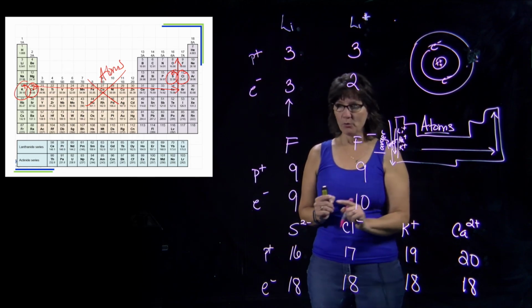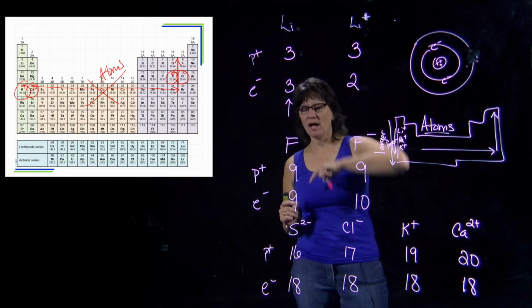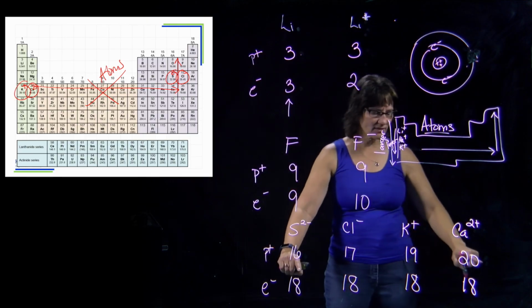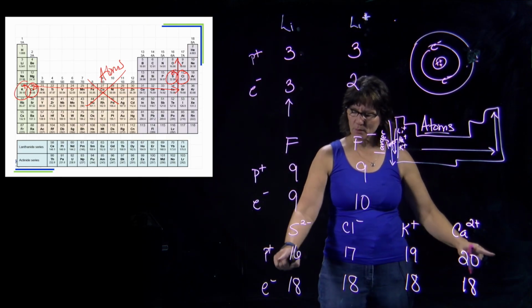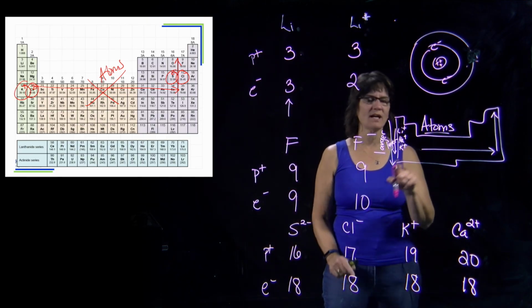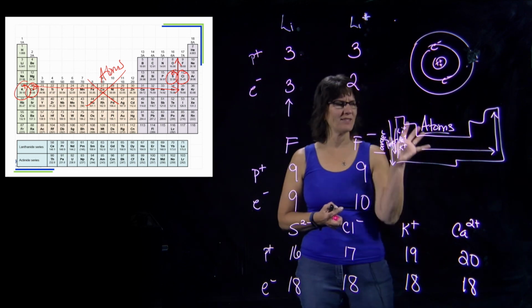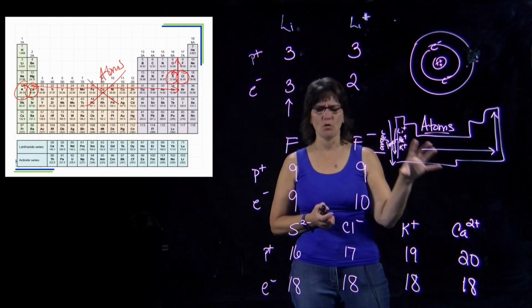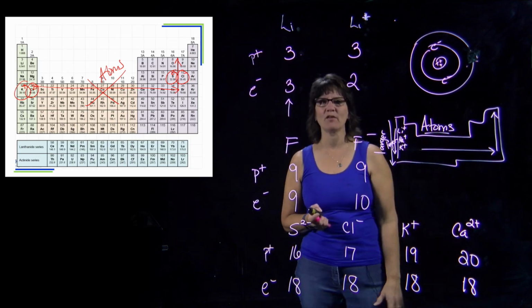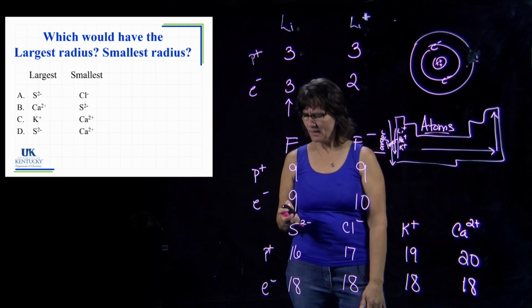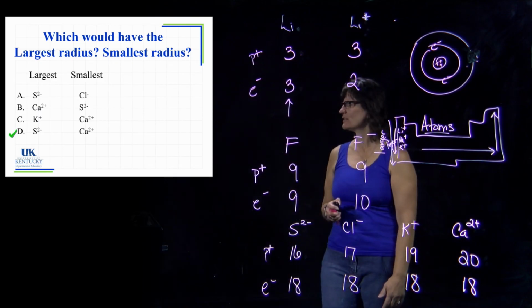But otherwise, comparing atoms to ions, comparing an isoelectronic series, you've got to look at the number of protons and the number of electrons in order to decide who's larger and who's smaller, and don't just look at your periodic table. That's the biggest mistake I see students make over and over again when they're asked to compare the size of these. Let's see, I think that is all we have for this discussion.